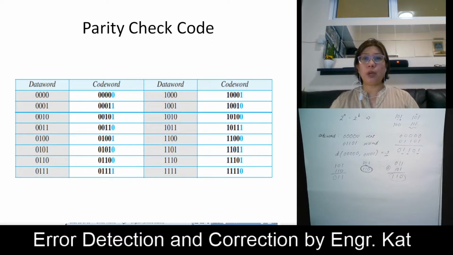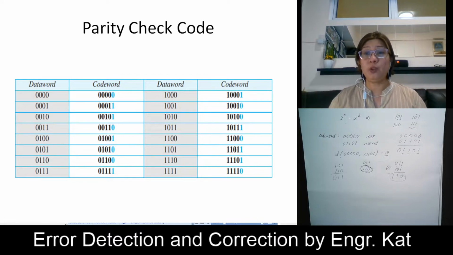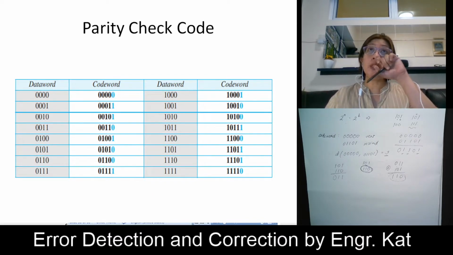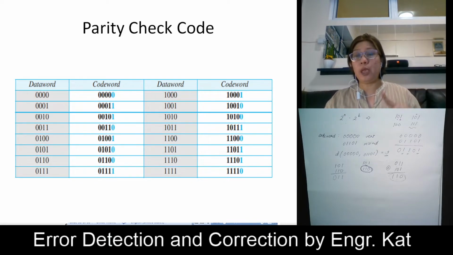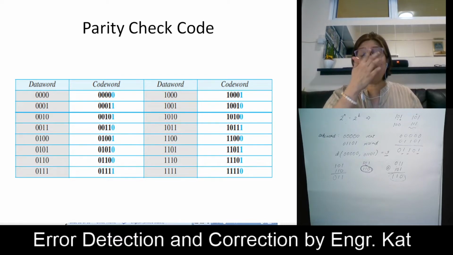You just have to count the number of ones and make it even. For example, if the number of ones is already even, then we add a 0. But if the number of ones is odd, we add a parity bit equal to 1. For example, our first data word is all 0, so we add 0, because if we add 1, it will become odd parity. For the second data word, we have 1 1 1. To make that even, we have to add another 1, so the number of ones equals 2. The same is true for the others. That is how simple the parity check code is.